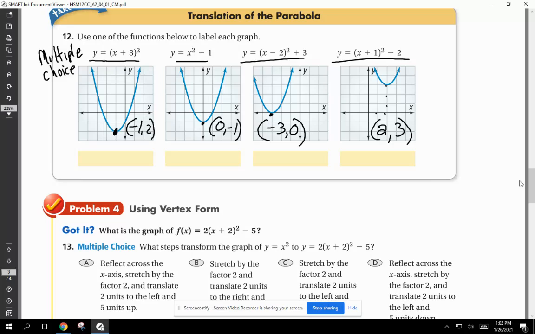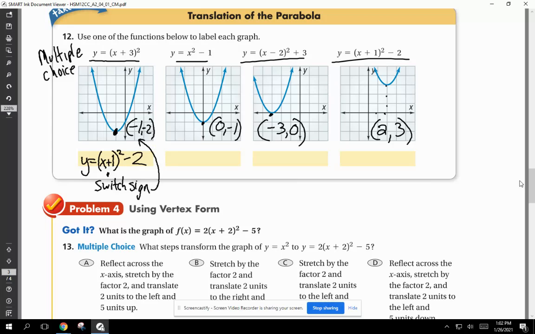So let's look at these. First one, the vertex is -1, -2. Which one has a -1, -2? So we look at this one, no. This one, no. This one, no. Oh, there it is, 1, -2. So you can write that there. y equals x plus 1 squared minus 2. Remember, this value here always switches the sign. It's a negative h. So that's why that sign is switched right there.